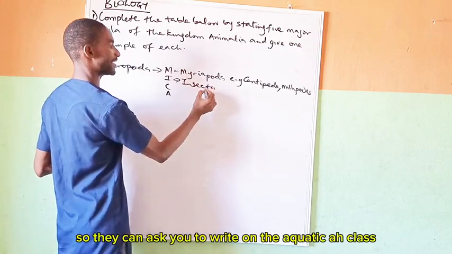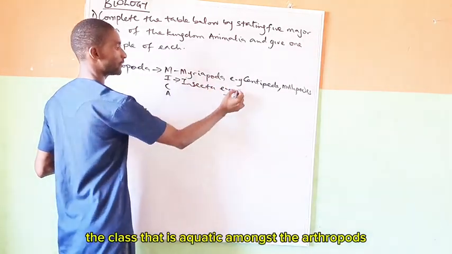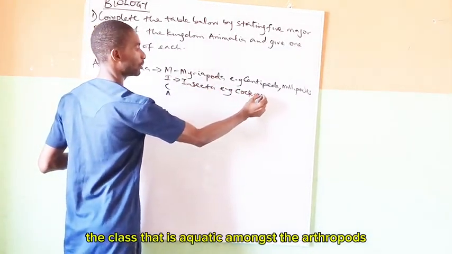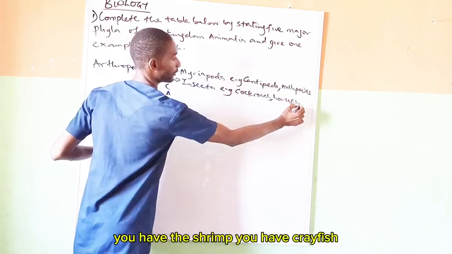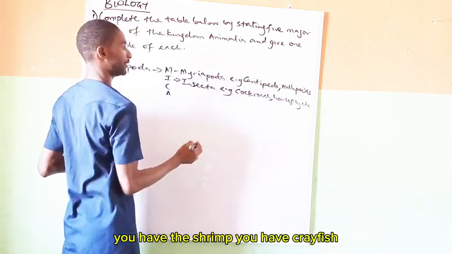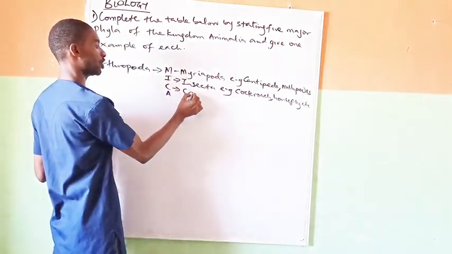Now these Insecta, they are the true insects. Example is your cockroach, housefly, etc. And then you have Crustacea.